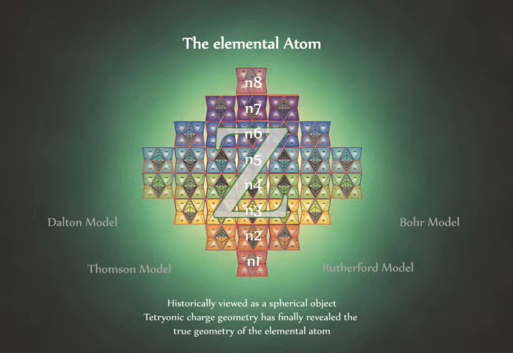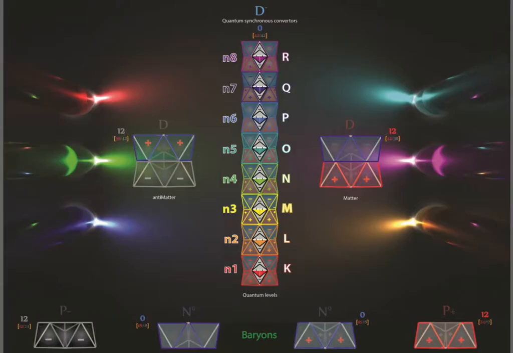Following on from our previous discussions on Tetryonics, we've shown the quantum geometry of energy produces the quantum geometries of mass and matter. Specifically, in this case, those of baryons that go on to form the quanta of all elements, deuterons or deuterium when they combine with electrons.